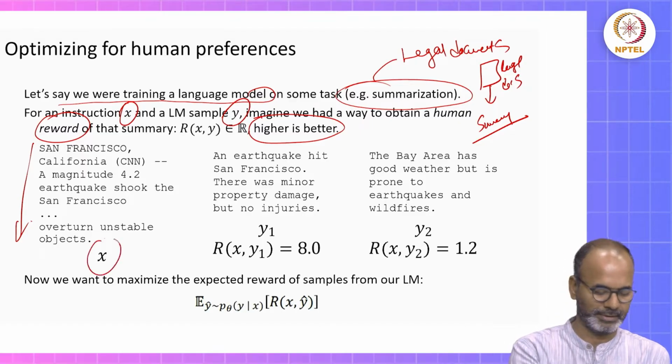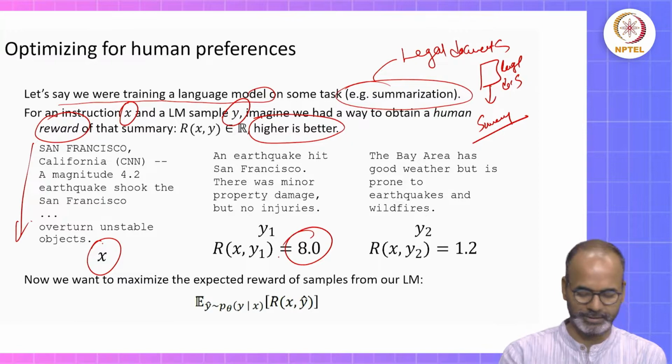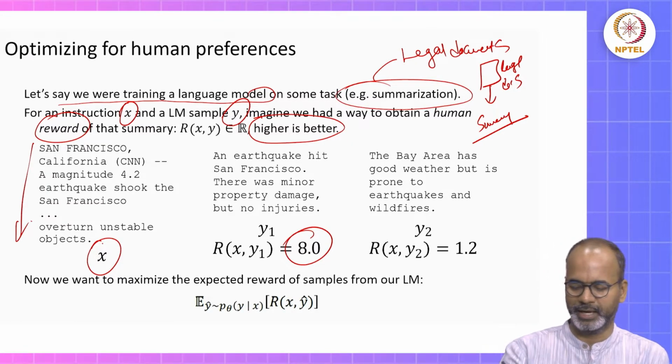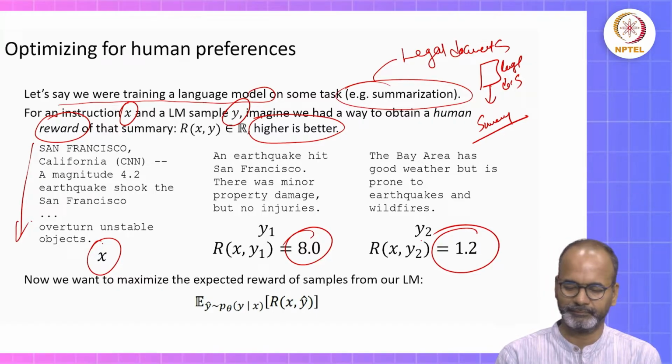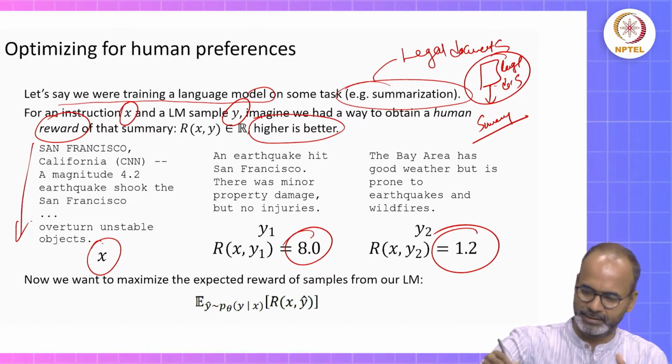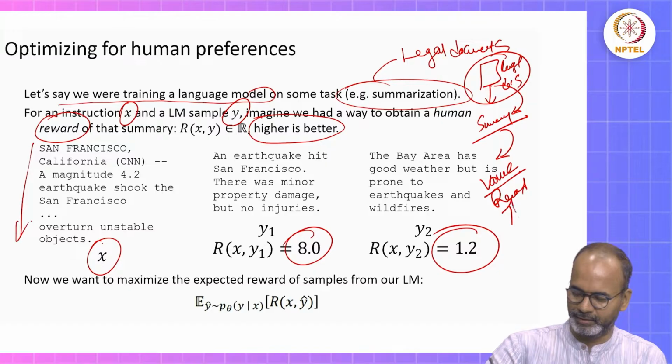So that's the text that is given. Summary 1: an earthquake hit San Francisco. There was minor property damage, but no injuries. Let's say this reward is 8.0. Summary 2: the Bay Area has good weather, but is prone to earthquakes and wildfires, and this value is 1.2. Again, what are we doing? Given a text, a summary is created. Each summary is given a value. That's the reward, and we want this reward to be high.